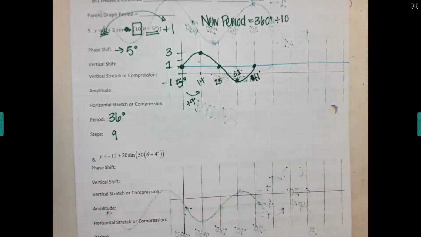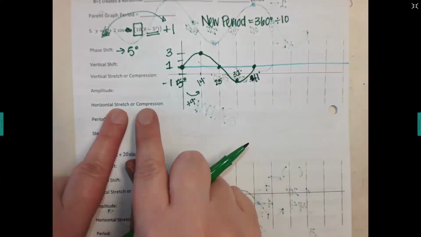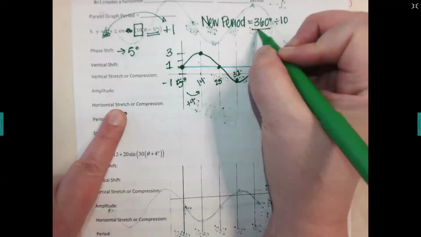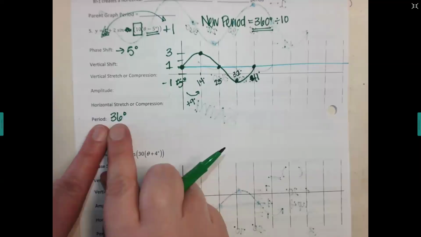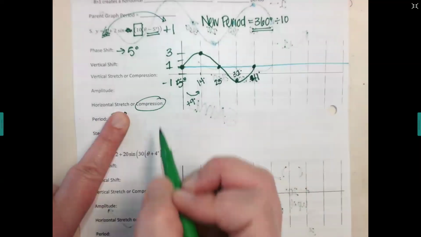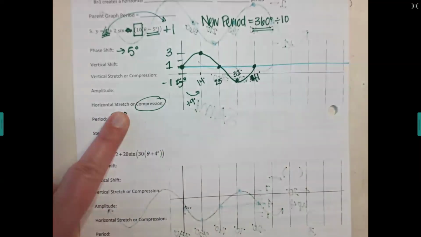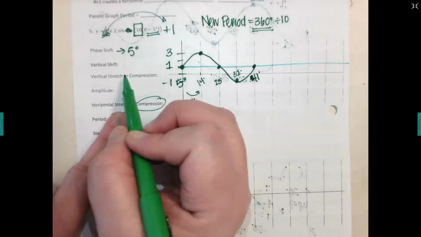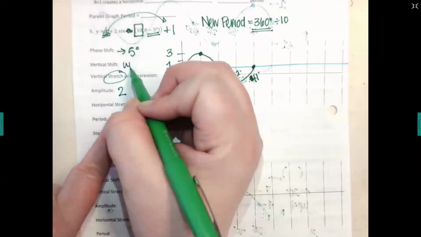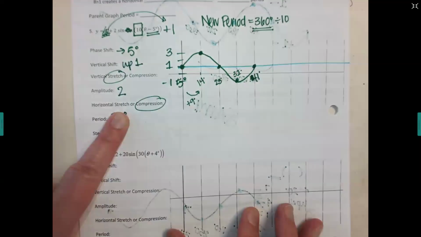Last thing on that, if you are doing a horizontal stretch or compression, a stretch would make the period longer, a compression would make the period shorter. So if the period used to be 360 and now it's only 36, which would I circle? Compression. Then I didn't finish filling this out, but we did a stretch with an amplitude of 2 and our shift was up.